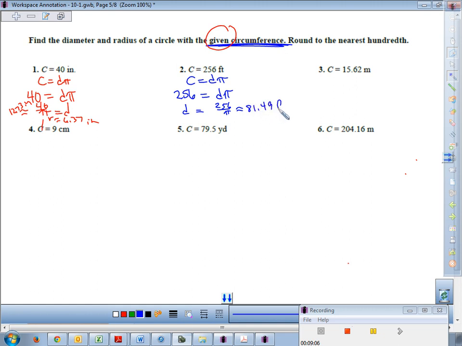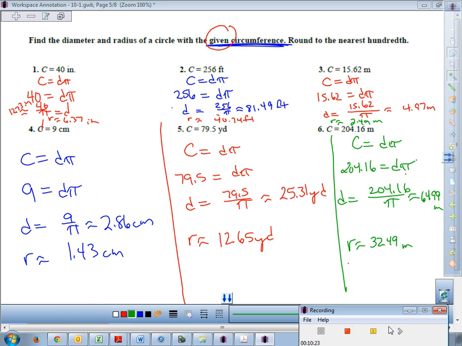And then keep that dirty number in your calculator and say the radius is about that dirty number divided by 2, which is 40.74 feet. So the only new thing that I did on this step was I made them switch sides over here so that I could read it from left to right. So why don't you do the next 4 problems? Give the video a pause and get those done for me.